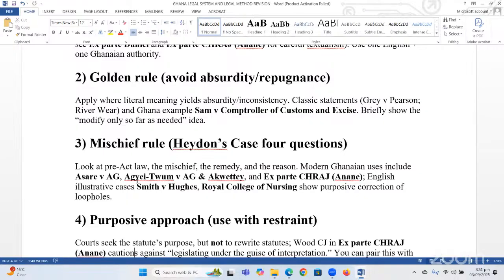If you look at cases like Asari against the Attorney General, Chum against Attorney General and Akwete, ex parte Shraj, these are all discussed, and I've copiously discussed them in my book.